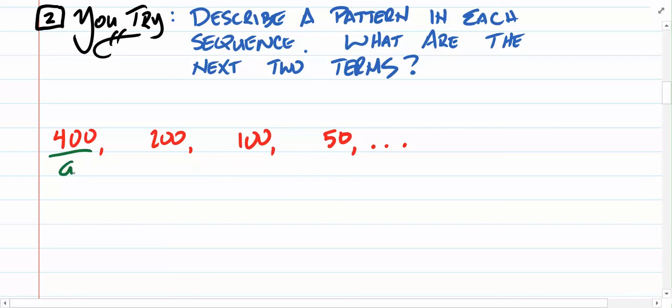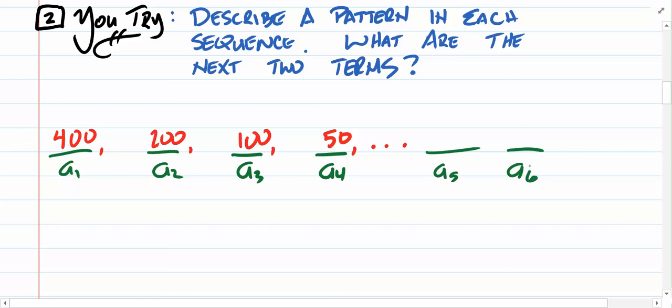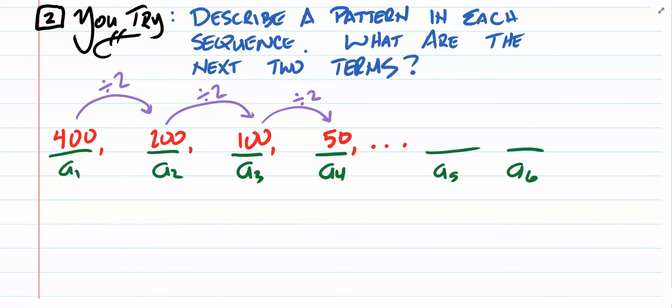So this is going to be a sub 1. This is going to be a sub 2. This is going to be a sub 3. A sub 4. Dot, dot, dot means we continue on in that fashion. So what do you think a sub 5 is going to be? And what do you think a sub 6 is going to be? Hopefully you got the right answer.